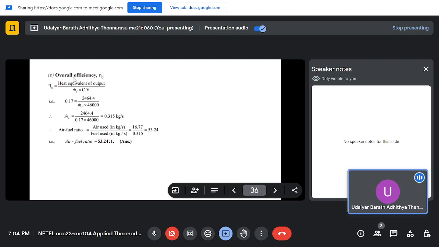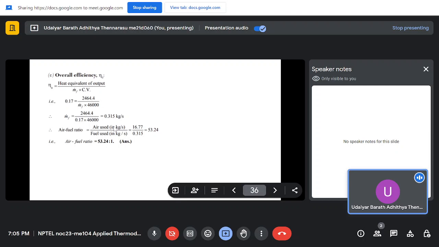Next is overall efficiency. Overall efficiency is nothing but your output divided by the heat input. So heat equivalent output is 2464.4, divided by mass of fuel into 46,000. You know overall efficiency is 0.17. So the mass of fuel is 0.1315 kg per second.